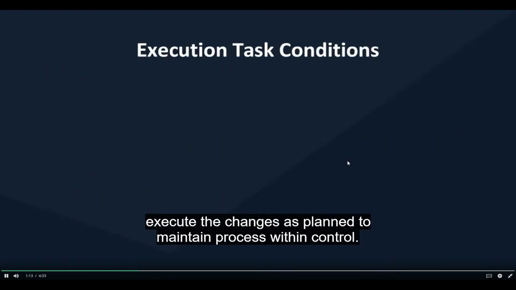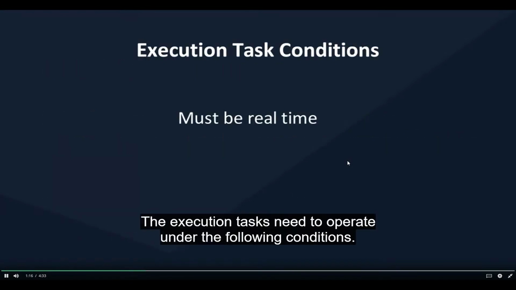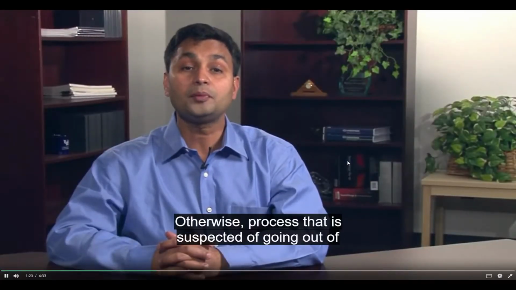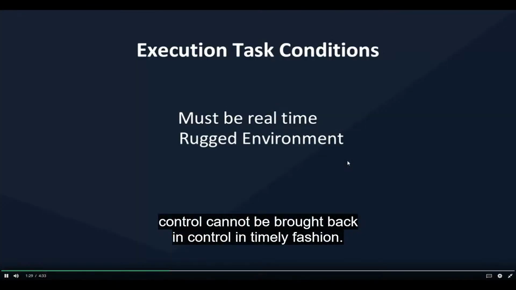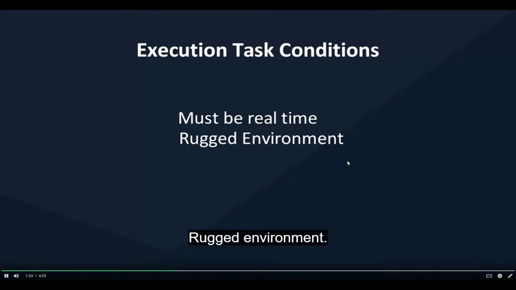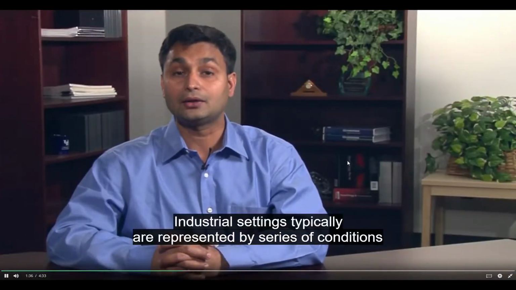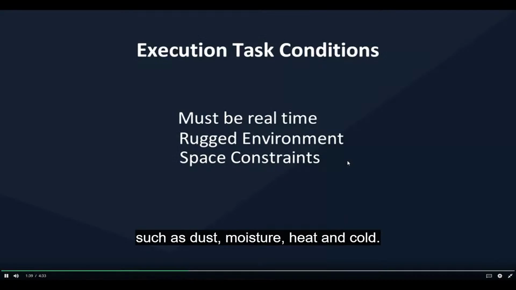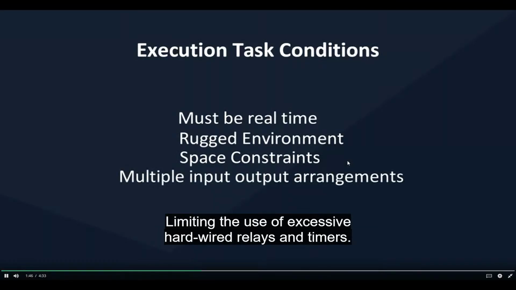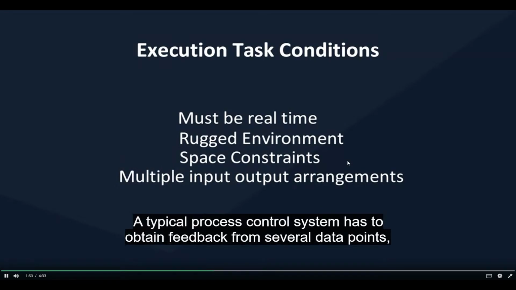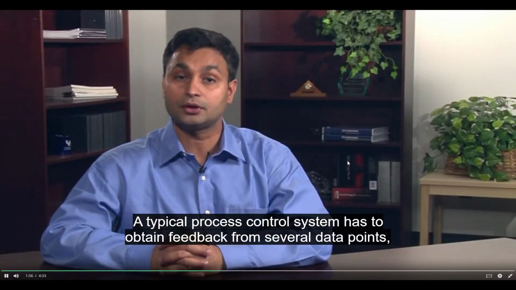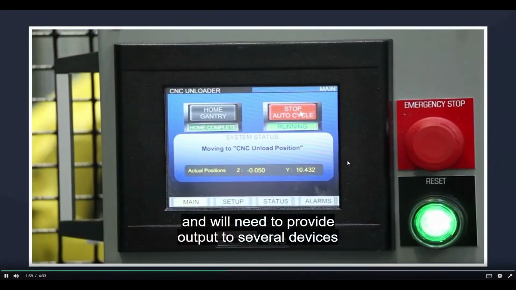The execution tasks need to operate under the following conditions. They have to be real time. Otherwise, a process that is suspected of going out of control cannot be brought back in control in a timely fashion. Rugged environments. Industrial settings typically are represented by severe conditions such as dust, moisture, heat, and cold. Space constraints, limiting the use of excessive hardwire, relays, and timers. And multiple input-output arrangement. A typical process control system has to obtain feedback from several data points and will need to provide output to several devices to actuate planned process changes.